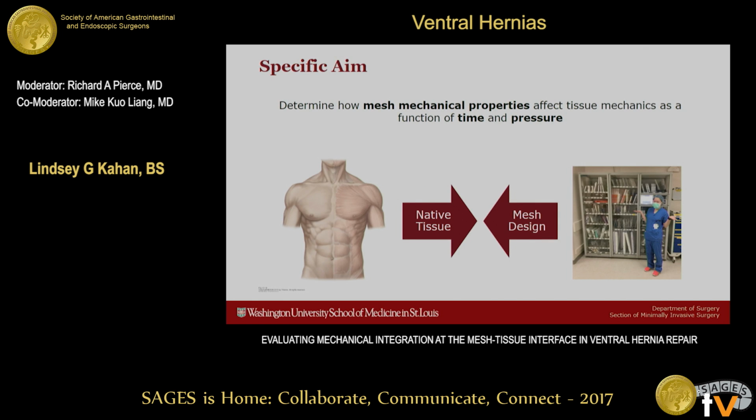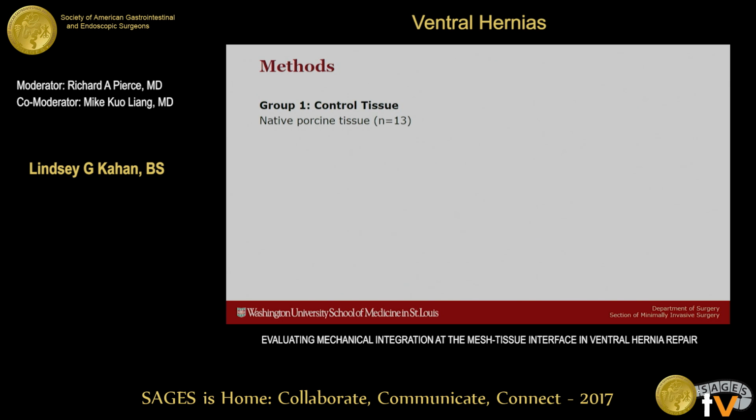So what we sought out to do was determine how mesh mechanical properties affect tissue mechanics as a function of both time and pressure. We want to better understand the relationship between native tissue and mesh properties. We hypothesized that a mesh with dissimilar properties to the native abdominal wall will alter tissue mechanics more than a mesh with similar properties. So we have three main groups for our study.